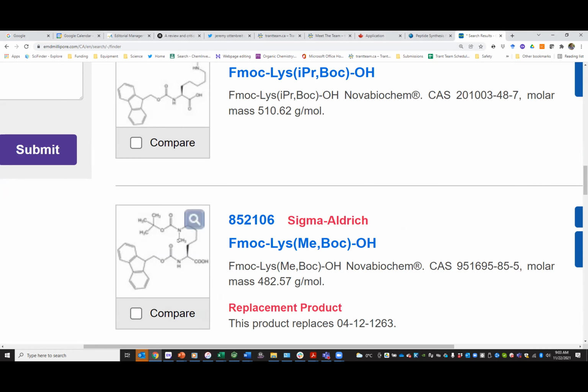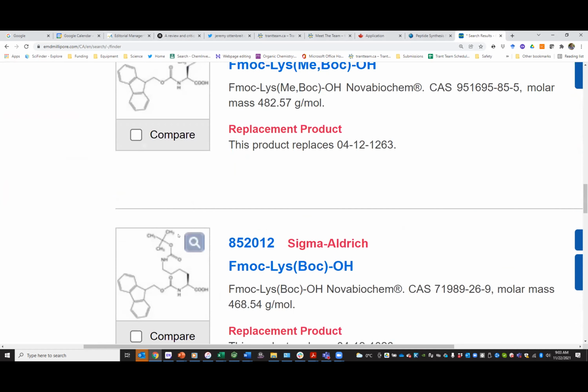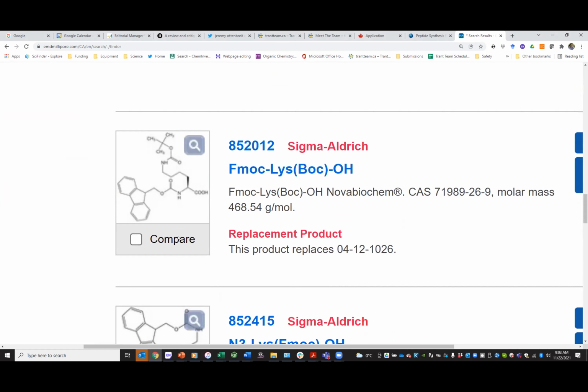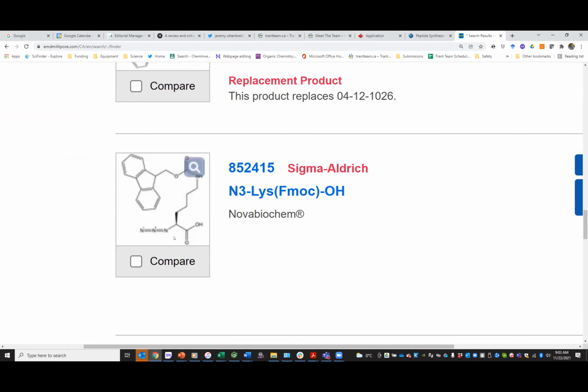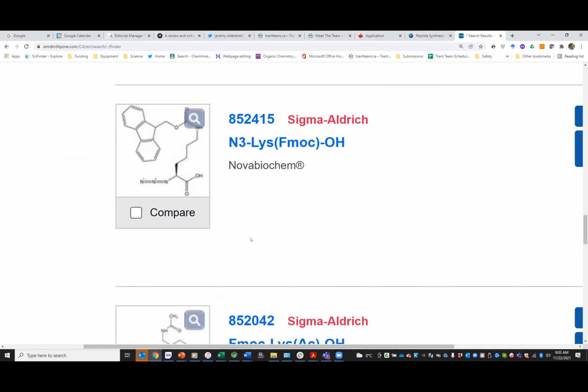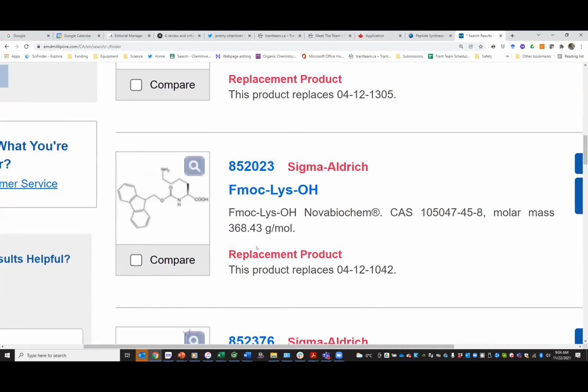Sort of a modified Boc with a methyl group on a nitrogen. So it's kind of more bulky and blocked. Another Boc protected version. And then sort of an azide lysine with the Fmoc on this guy up here. So you have these varieties of the different things that we can look at, different types of protecting groups.